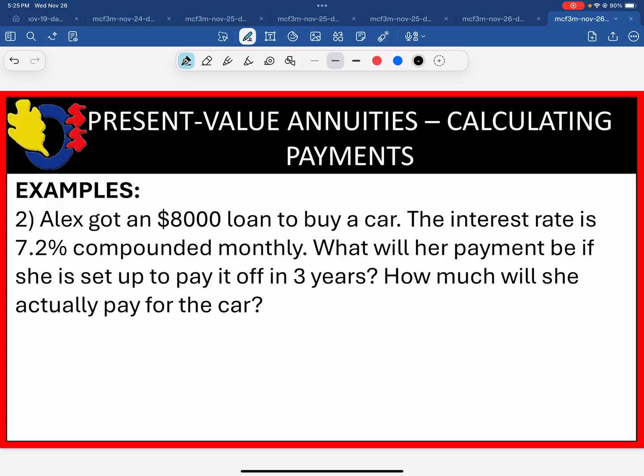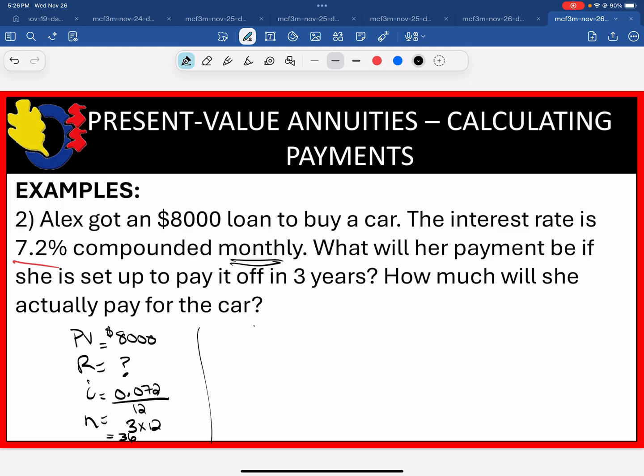So similar to the previous question, just on a smaller scale. So let's decode the question. We are going to write down $8,000 for the present value of the car. We don't know how much the payments are yet. Converting our percent to a decimal, we get 0.072, divided by compounding monthly is 12. 3 years times 12 is 36 payments.